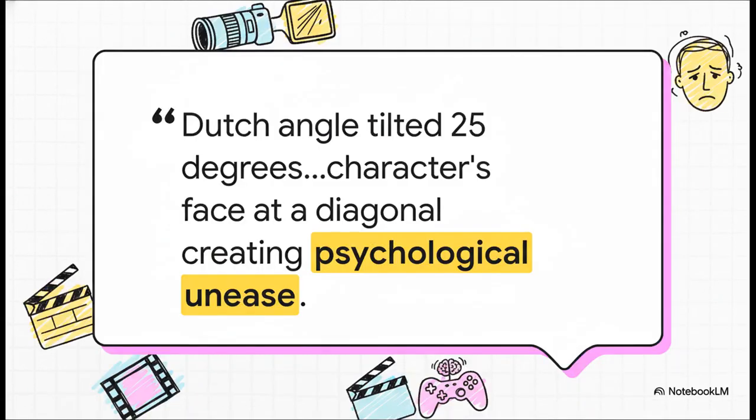So let's see how this looks in a prompt. It asks for a Dutch angle tilted 25 degrees clockwise. See that? See how all the vertical lines in the background are now diagonal? That one simple rotation creates this powerful feeling of disorientation, of psychological tension. You can just feel that something is not right in this frame.